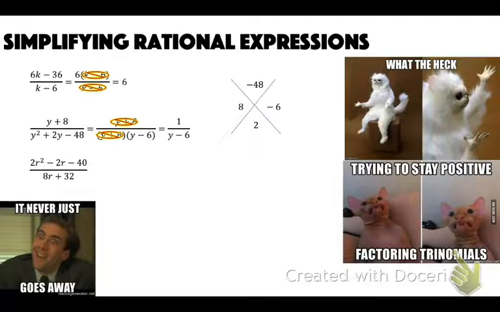This one, so always check GCF first on the top of 2r squared minus 2r minus 40. I can pull out a 2 from there. 8r plus 32, I can pull out an 8 from there. So you get 2 and then r squared minus r minus 20. On the bottom you have 8 and then r plus 4.